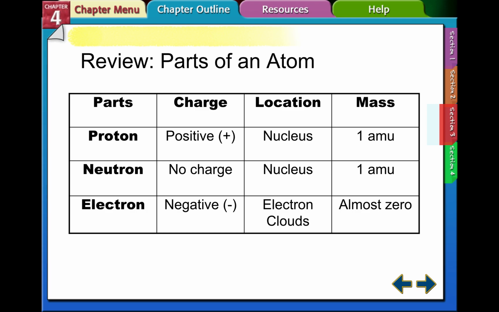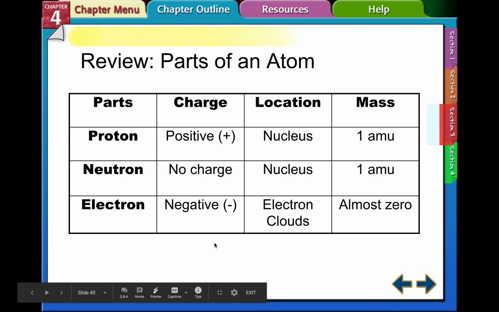This chart here is just a nice summary of those subatomic particles, where they're located, the charges that they have, and their mass.